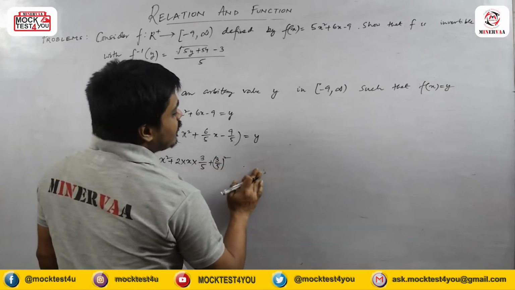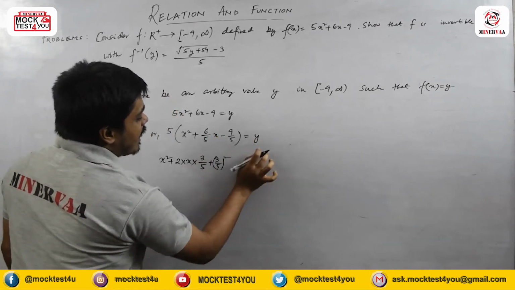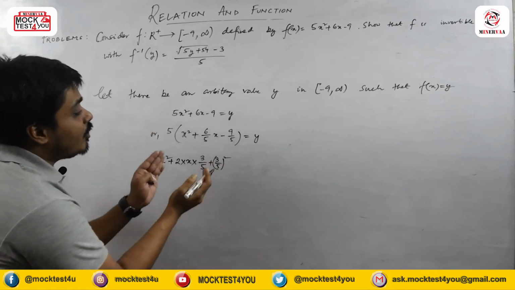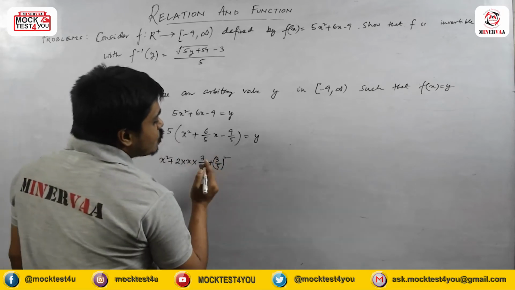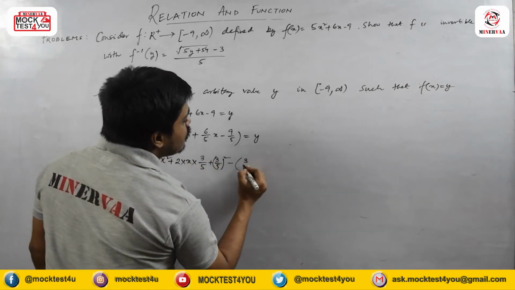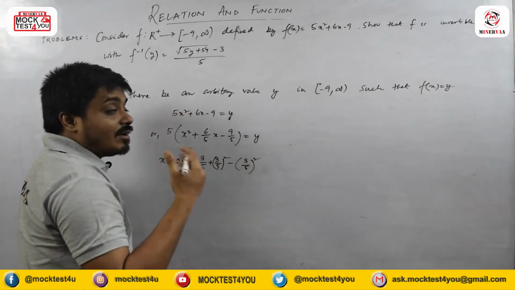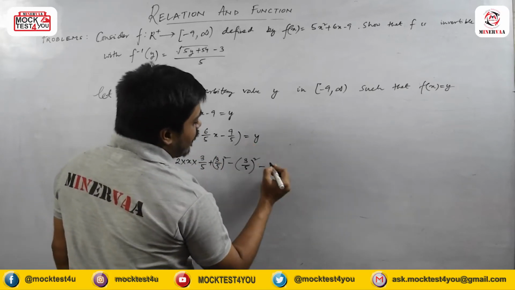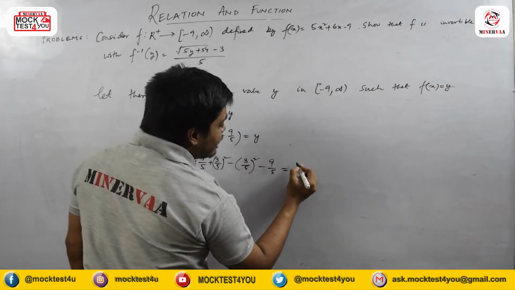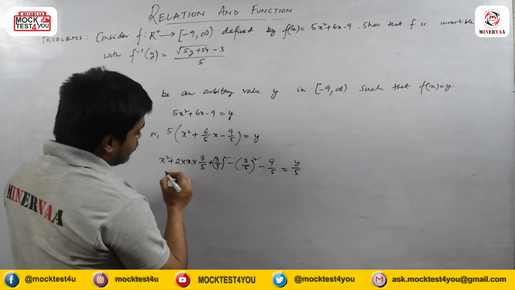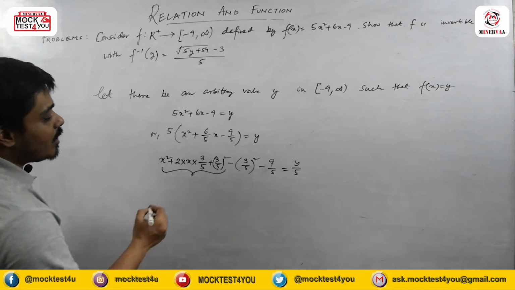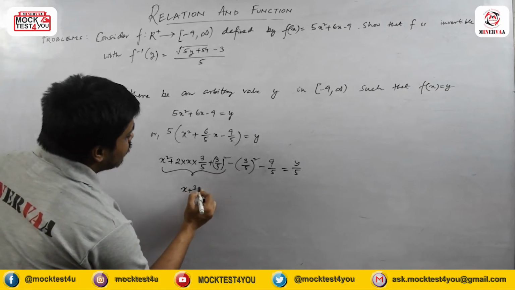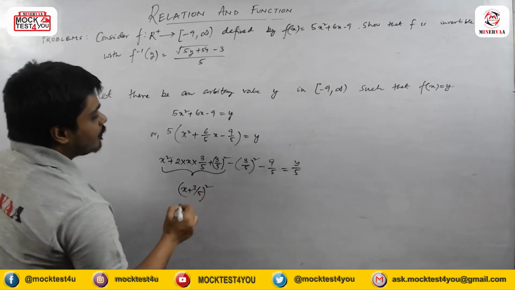Okay, now let's remove this thing. 3 by 5 whole square. And what do we have? Now since I've written 3 by 5 whole square, it was not there. I have brought it out. So I need to remove that thing. I need to have an element which can remove it. So minus 9 by 5, which I already have in here, and that is equal to y by 5. So this entire thing what we have is x plus 3 by 5 whole square. So I will write x plus 3 by 5 whole square.